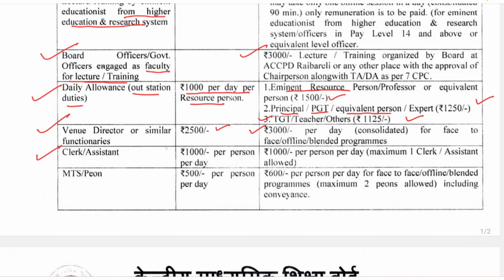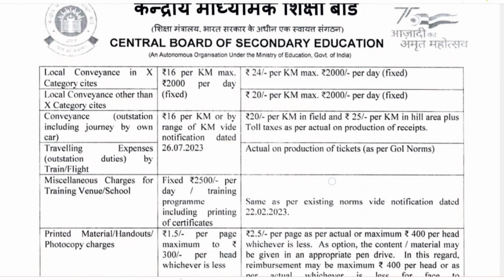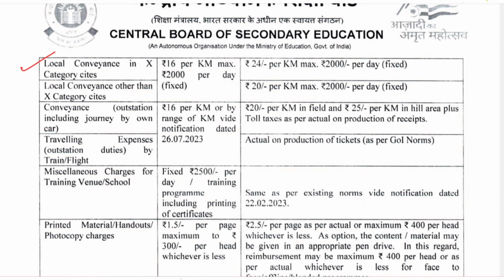Clerk or assistant, earlier they used to get 1000 rupees per person per day. Now they are again going to get the same, which means for them there is no change. Now for MTS or peon, fourth grade employee, earlier they used to get 500. Now they are going to get 600 and a maximum of 2 peons are allowed. Next, local conveyance in X category cities.